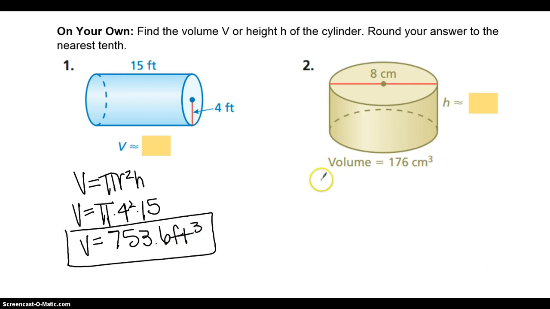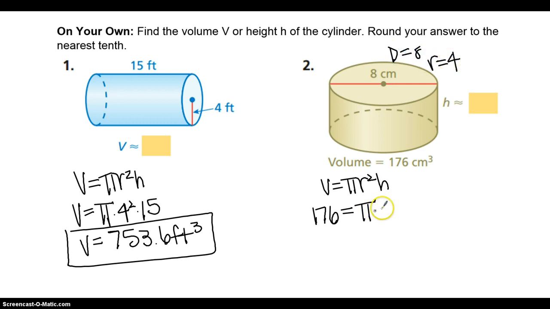Next one, I give you the volume. So if volume is equal to pi r squared h, my volume is 176 is equal to pi. It gives you the diameter is equal to 8, which makes the radius equal to 4. So pi times 4 squared times h. Okay, it looks very similar to this problem we just did. So if I evaluate this, if I do pi times 4 squared in my calculator, I get 50.24.